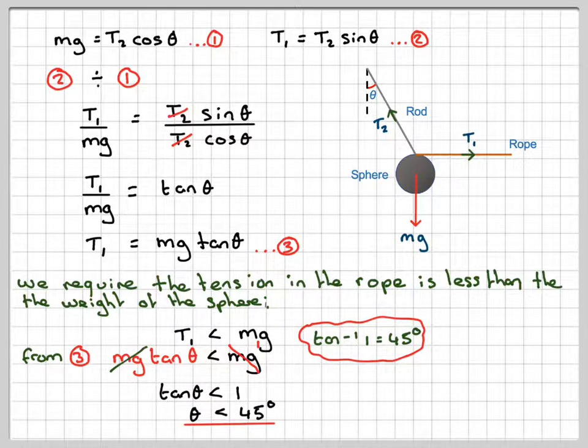So this has been a video to show you how to find what the angle should be if we want the tension in the rope to be less than the weight of the sphere in a system which is in equilibrium.